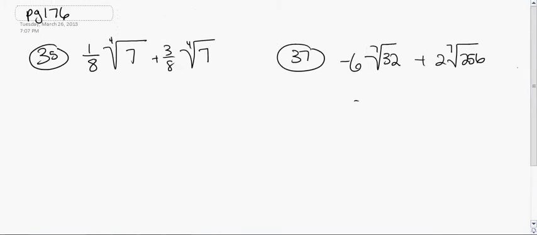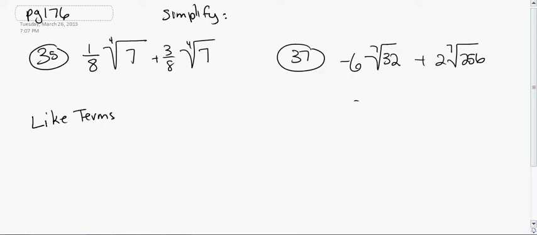Alrighty, two more problems here from page 176, number 35 and 37. And the instructions say to simplify the expression. So we're just simplifying here. Both of these are addition or subtraction problems, and both need us to make sure that we have like terms before we add or subtract the coefficients. So I'm looking for like terms.